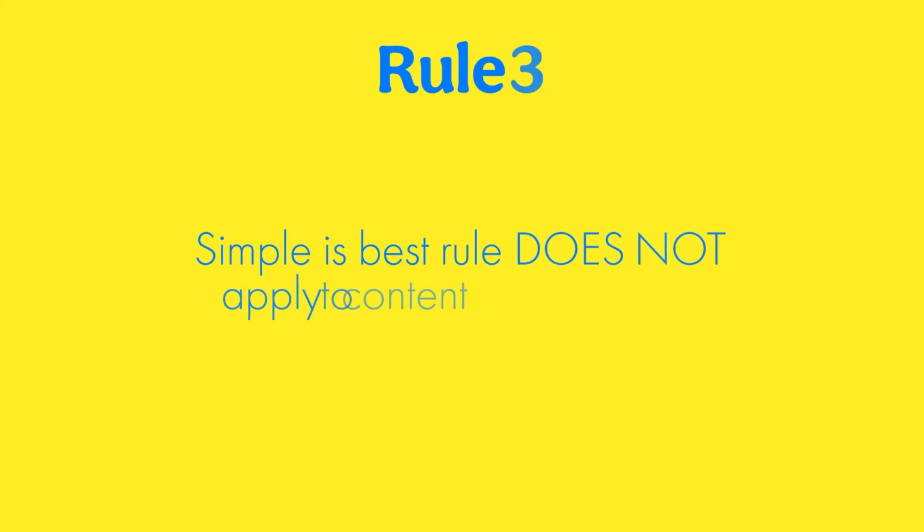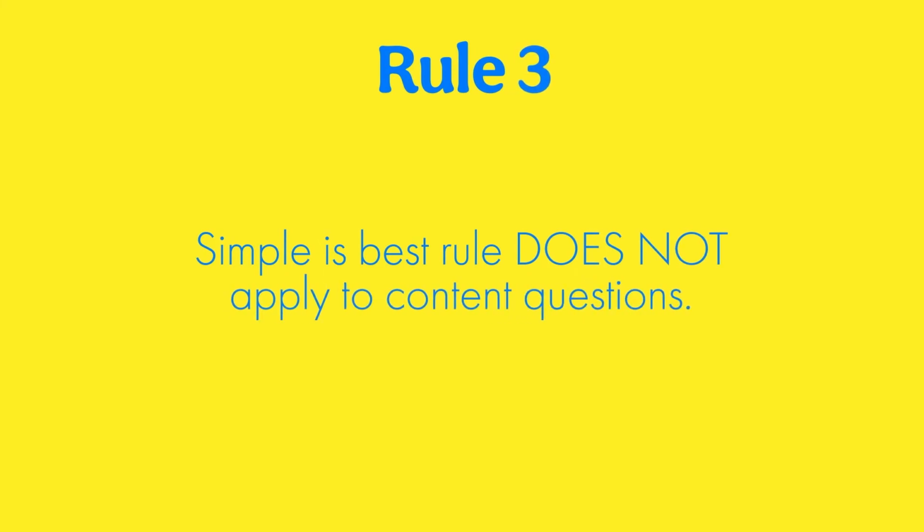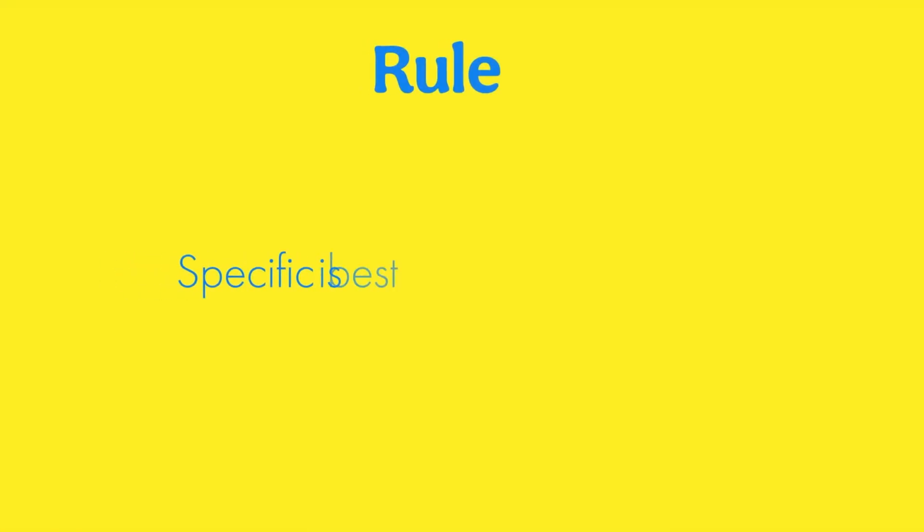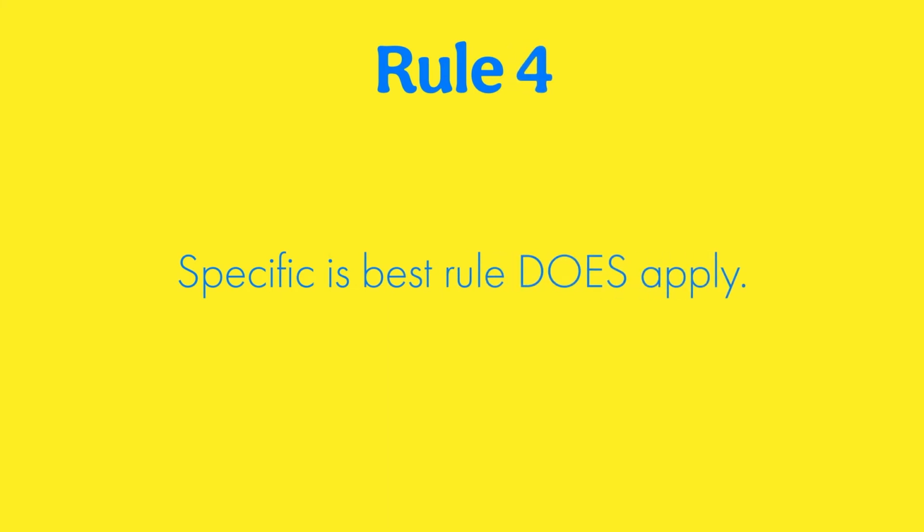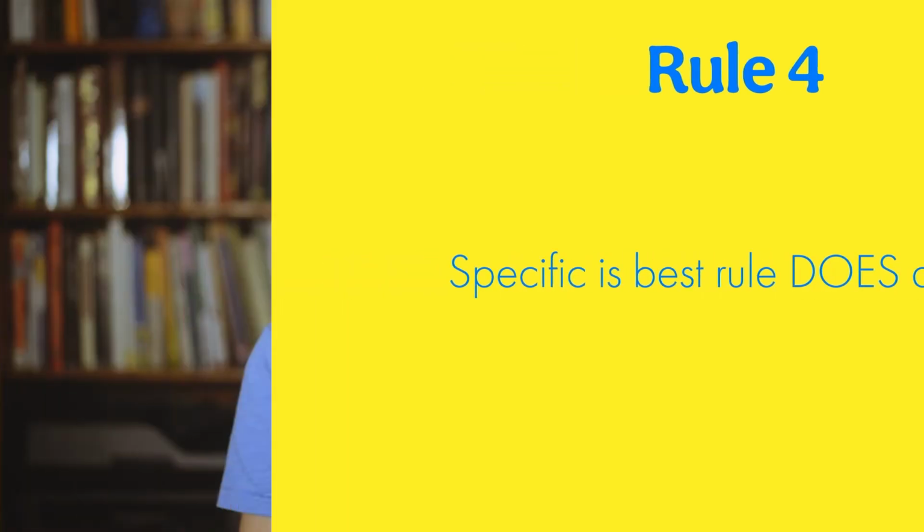So that'll be done. Then, number 3, the simple is best rule does not apply. A lot of times I have students who want to pick the simple is best answer for a content question, but if you do, you will probably get it wrong because the simple is best answer is probably not going to be answering the question being asked. So again, you just want to make sure that you're answering that question being asked. Okay, and then number 4 is the specific is best rule does apply. So you want to be as specific as possible as you're answering the question that the content question is asking.